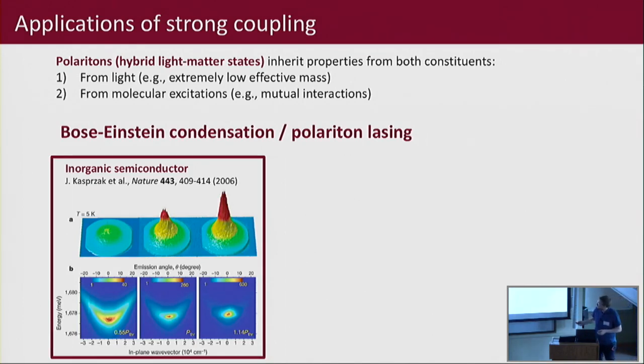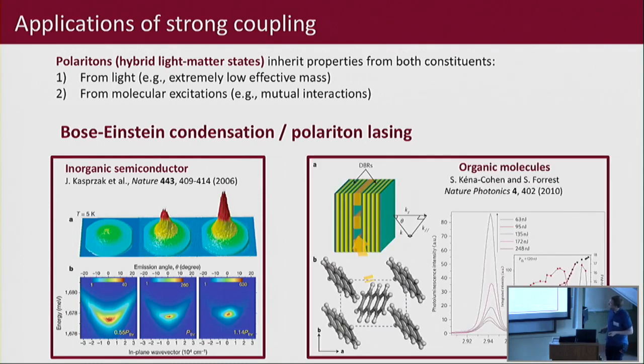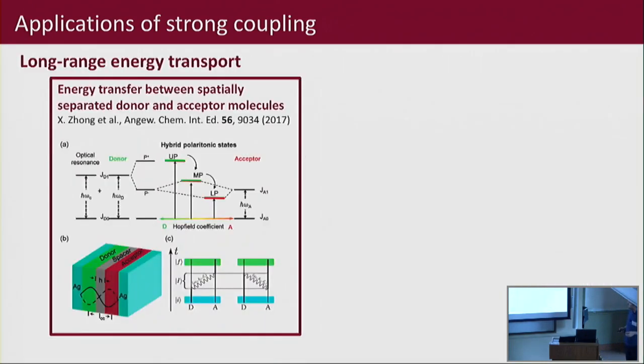And you get Bose-Einstein condensation, which was first shown in inorganic semiconductors, where it's not molecules, but Wannier-Mott excitons that are used. So this was a bit more than 10 years ago. And then a few years later, they showed it in organic molecules as well. So you can really get a macroscopic population of these hybrid light-matter polariton states.